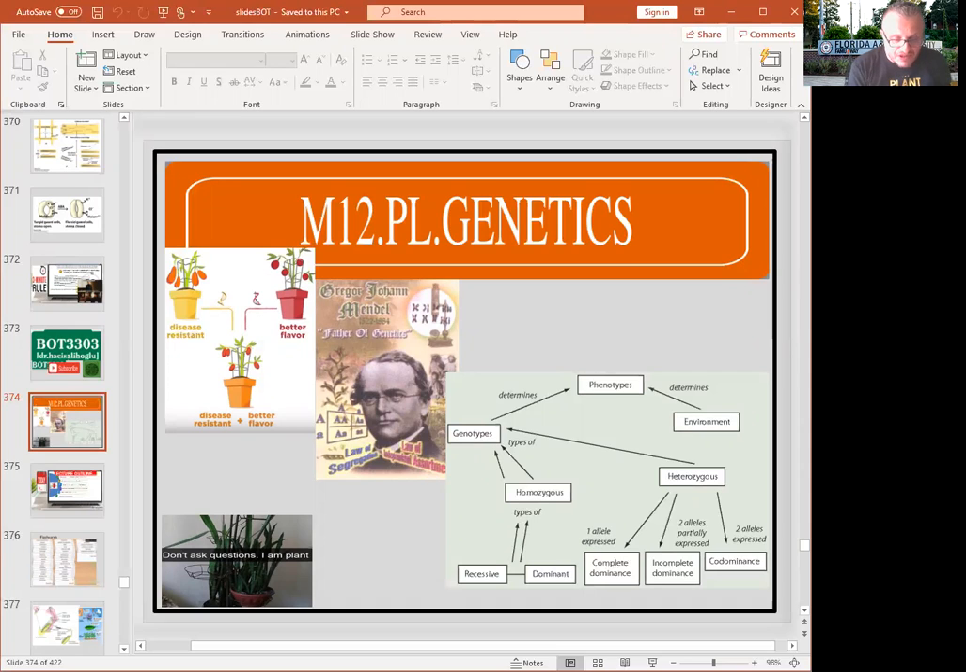The significance of his paper published in 1866 on inheritance basically went unnoticed for the next 34 years, until 3 separate botanists also found out about heredity in plants.